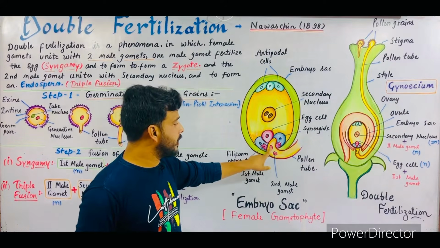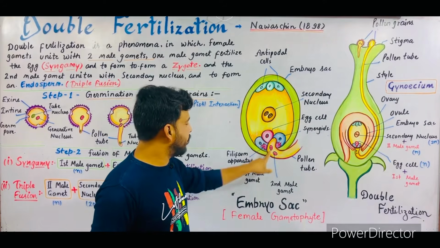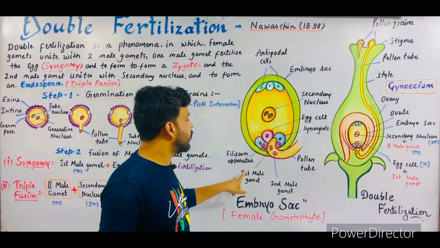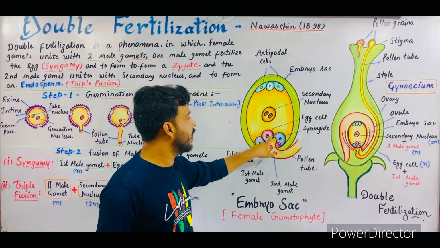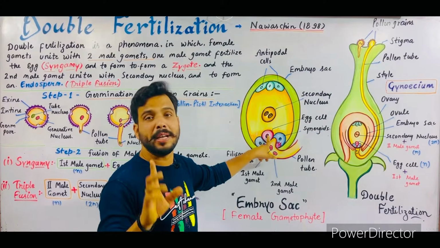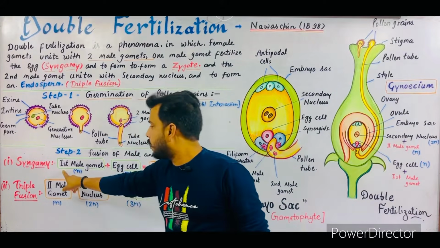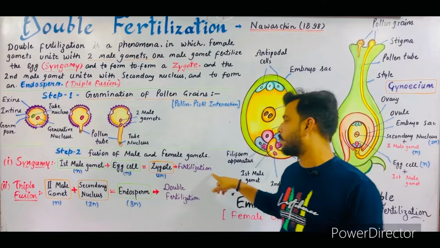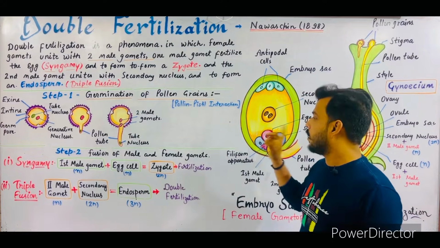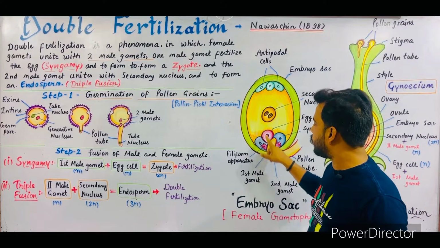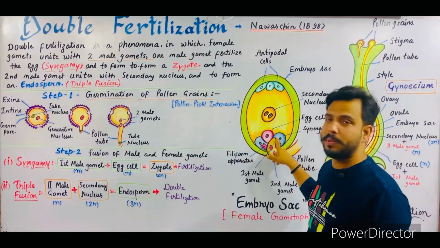As you can see, these are two gametes. This is the first male gamete, while this one is the second male gamete. The first male gamete fuses with the egg cell. This is the egg cell, as you can see. So the first gamete fuses with the egg cell to form a zygote. In syngamy, the first male gamete fuses with the egg cell to form a zygote, and the phenomenon is known as fertilization.